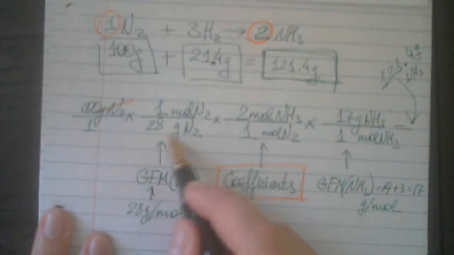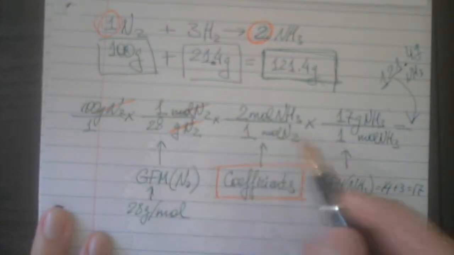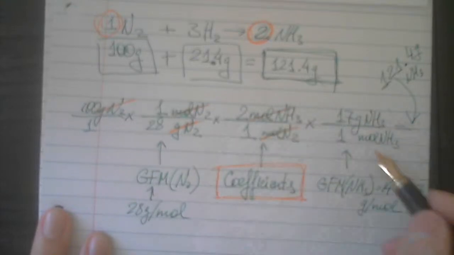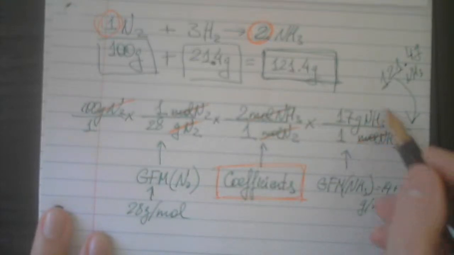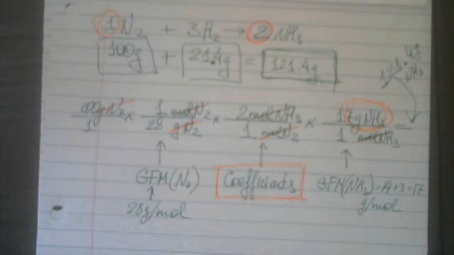And units get cancelled out in the process. Grams of nitrogen cancelled out in the first step. Moles of nitrogen cancel out in the second step. Moles of NH3 cancel out in the third step. Our final unit will be grams of NH3.